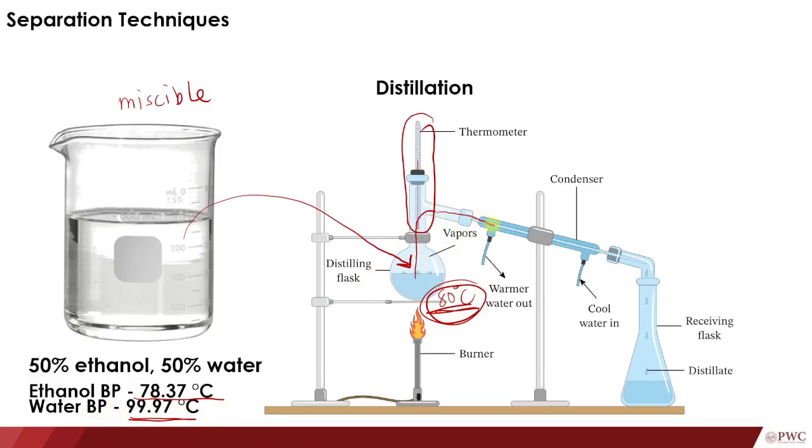Then here we have a condenser. This will cool down the vapor. Then the vapor will turn back to liquid. And then by that, we can now collect the ethanol. Okay, so that's how we do distillation. Again, we take advantage of the difference in the boiling points of the two different liquids.